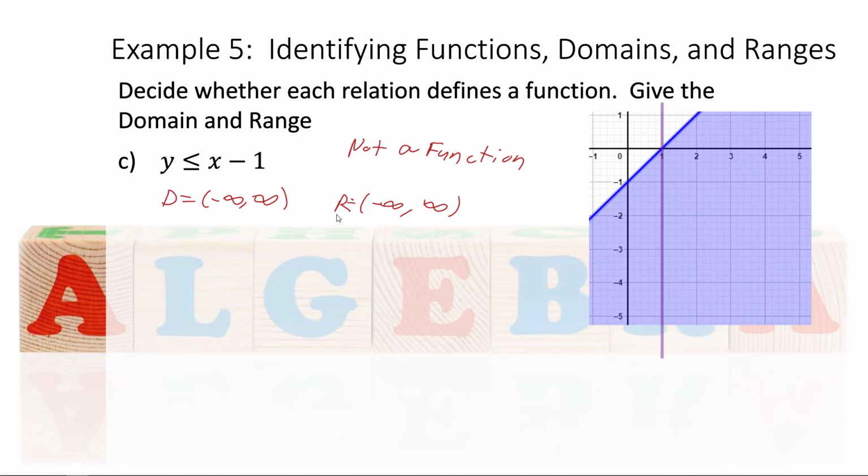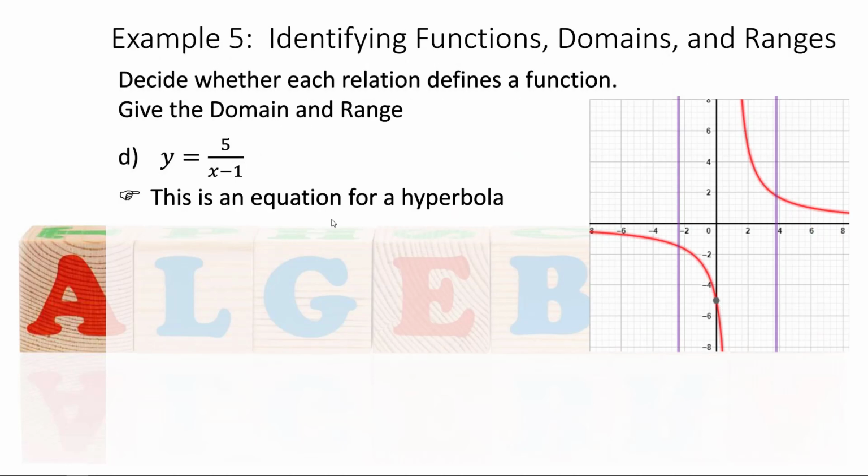And then finally, let's take a look at this one. Now notice that this equation here, which is a hyperbolic equation, or also a rational equation, passes the vertical line test at every single point. Even when you get close to where this thing is very, very large, it still only intersects at one point. So this is indeed a function.